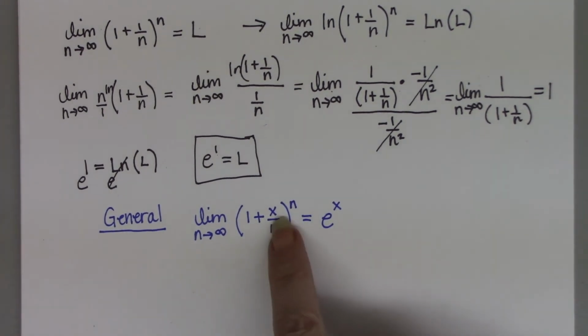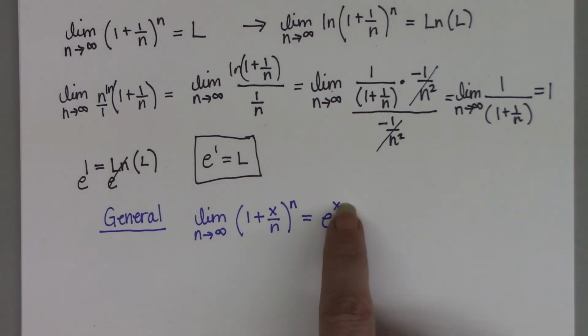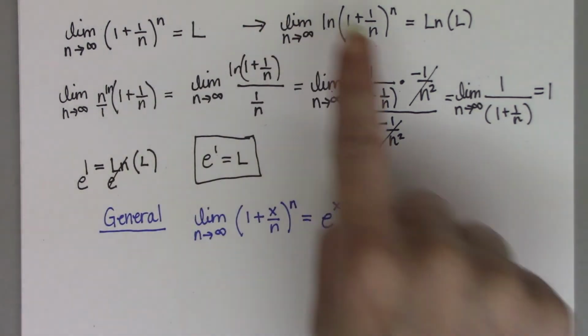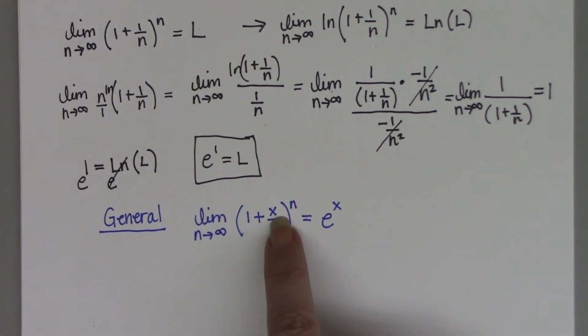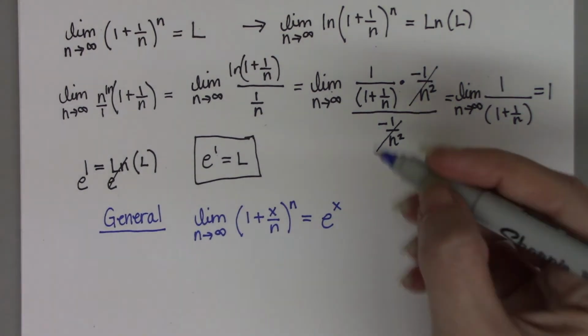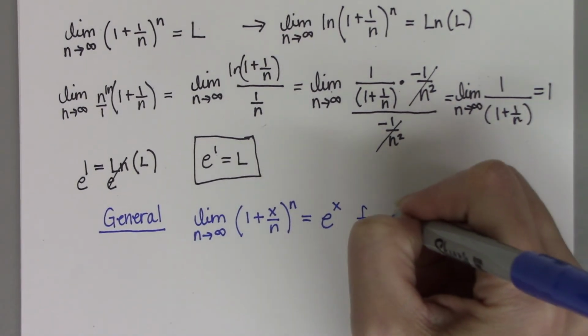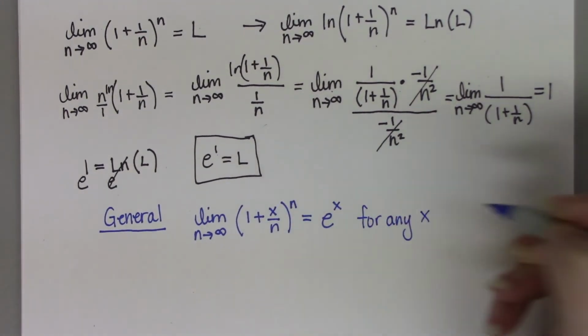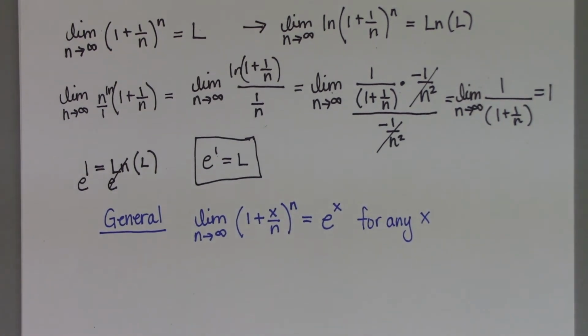So in our original expression, this number was a 1. It was this number right here that told me what to put in the exponent of x. So if you went back and redid this proof and changed this number to a 2, you would see you come out with e squared, right? And this is true for any x. So it could be positive, negative.